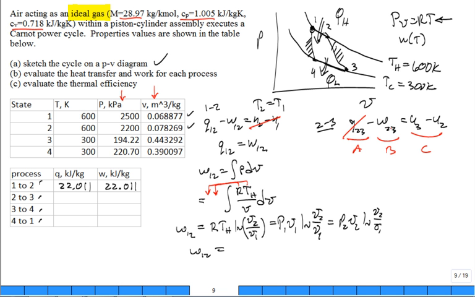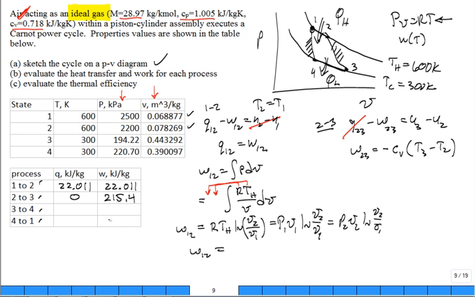Now, how do I get the work 2 to 3 then? Is the work 2 to 3 equal to minus the specific heat constant volume times T3 minus T2? Is that what it is? And then they gave me the specific heat constant volume right there. Yes, it is. And when we calculate, Q is 0 and the work 2 to 3 is 215.4, 10 times bigger than the work 1 to 2. Like 215 compared to 22.